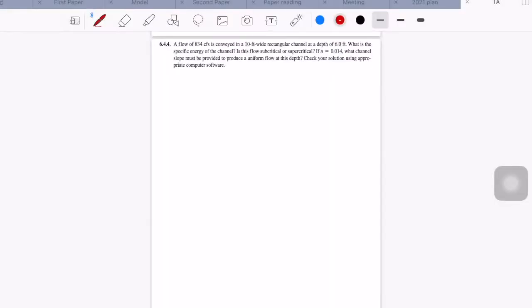For the next problem, a flow of 834 cubic feet per second is conveyed in a 10 feet wide rectangular channel at a depth of 6 feet. What is the specific energy of the channel? Is this flow subcritical or supercritical? If n equals 0.014, what channel slope must be provided to produce a uniform flow at these depths?